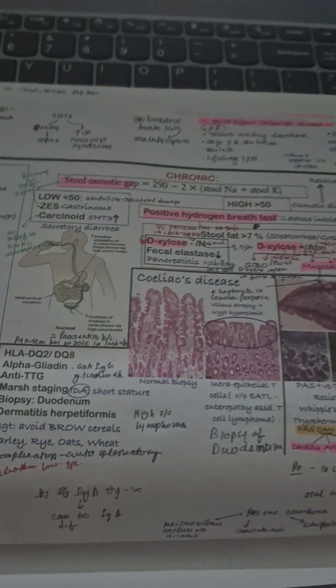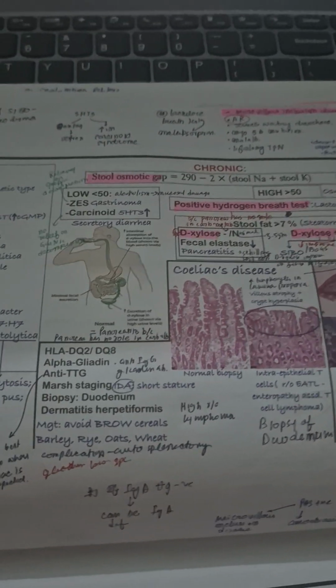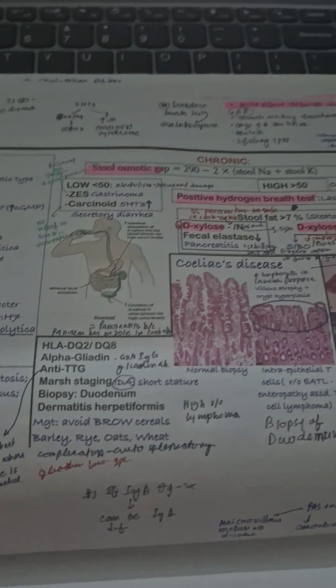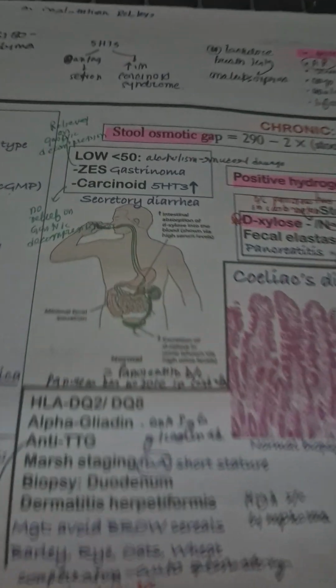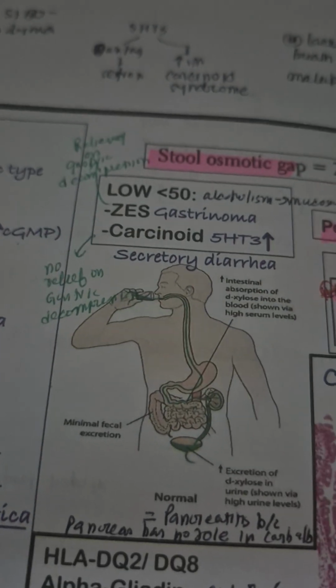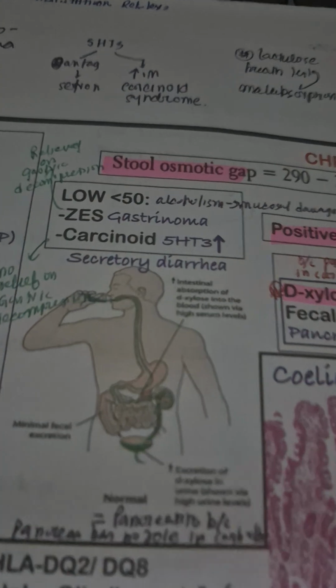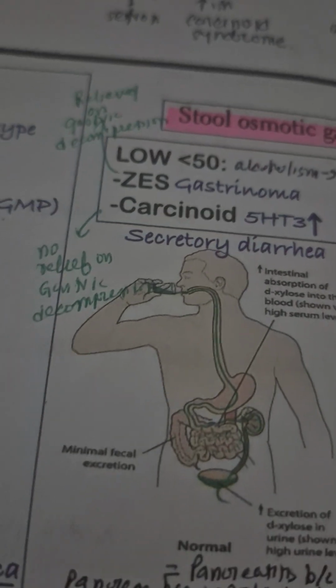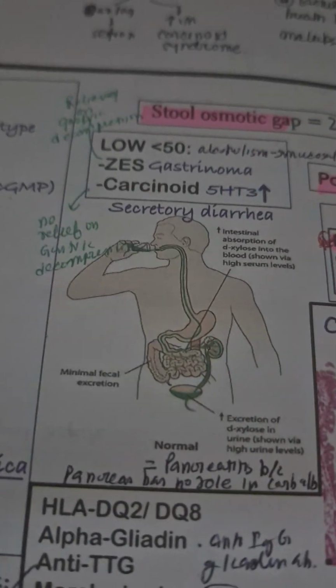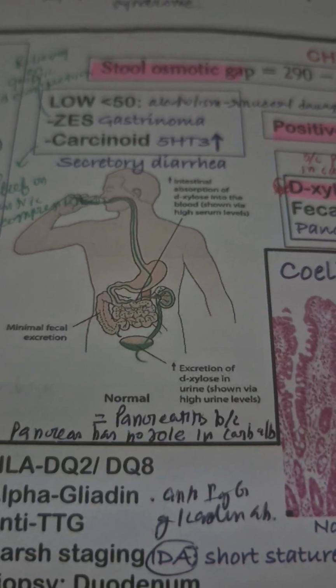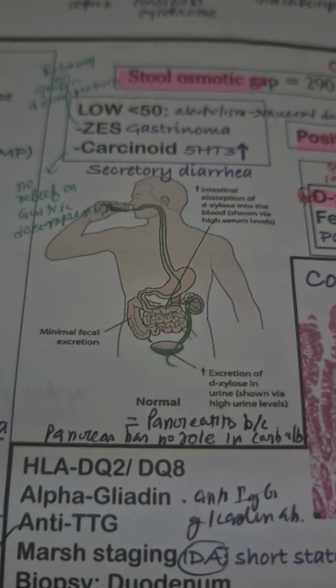So secretory diarrhea can be Zollinger-Ellison syndrome or carcinoid syndrome, and they can be differentiated by this test: gastric decompression. Okay, if it resolves on gastric decompression, then it is Zollinger-Ellison syndrome. Zollinger-Ellison syndrome resolves on decompression, and carcinoid tumor does not resolve on decompression.